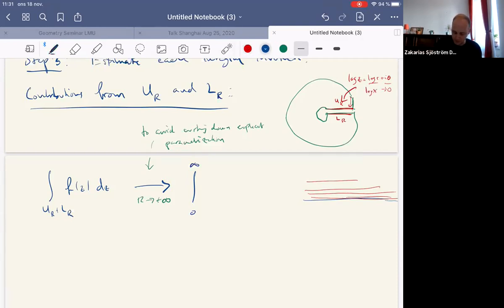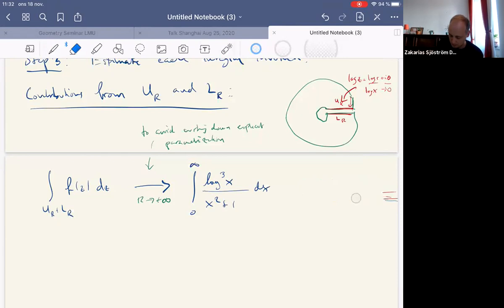So let's see, please ask if you want to discuss this more. This one, I'm claiming that this will tend to log x cubed. And what I'm saying is basically that log z will be approximately log x in the limit as r goes to infinity when you come from above. Okay, but then something important happens. So you will understand the point of this whole discussion and why we chose this function, hopefully now.